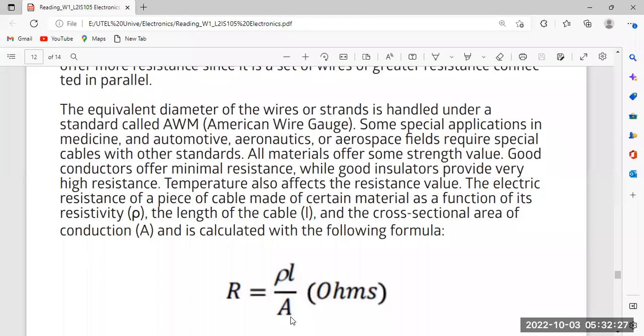So if we go through these parameters, as far as the length of the conductor is concerned, as the length increases, the resistance increases, but it is inversely proportional to the area of conduction. As the area is less, the resistance is more. And if I want to make it more conductive, then the area has to be increased.